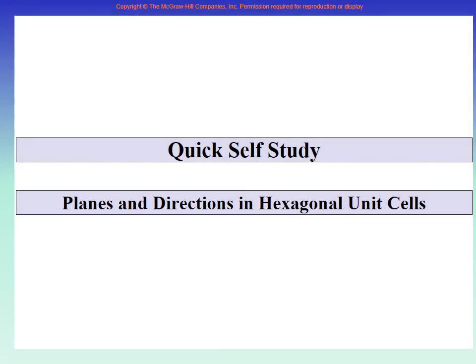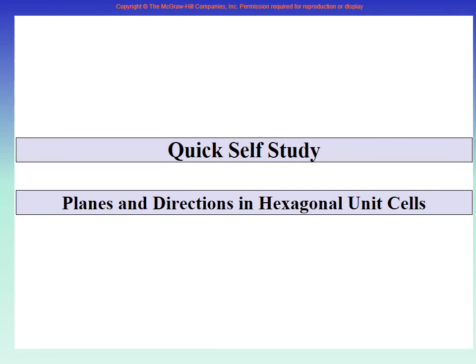Now some further slides are there. Planes and directions in hexagonal unit cells. I have written quick self-study. Remember, if I say not included, it is not included. When I say self-study, it will be there in quizzes and exams. But what I will do this time, you study it.